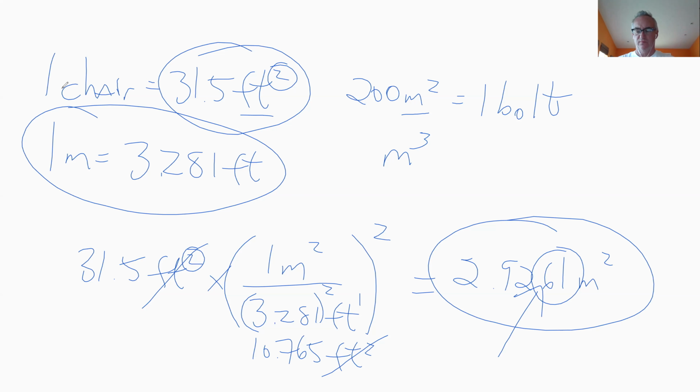600 over 2.9261. That is 205 dot. That's it. 205. Yeah. So 205.05. So what we would do is, because we can't make 0.05 of a chair, that doesn't make any sense, we can upholster that many. So 205 chairs would be our final answer.